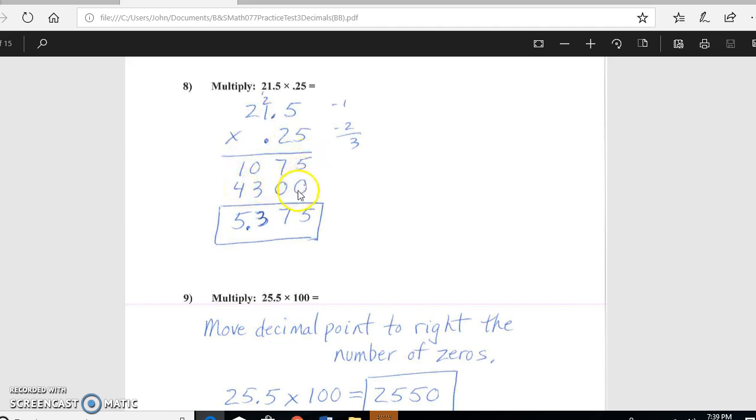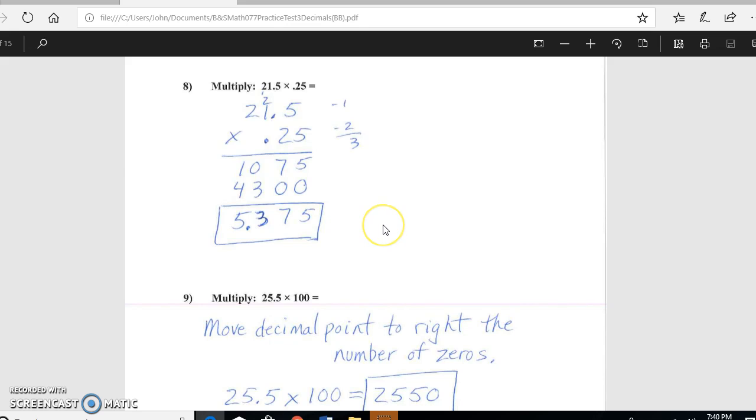I want to make sure that all of my columns are lined up neatly, and I begin adding on the far right. This column gives me 5. Here I have 7, 3, and 5 here.